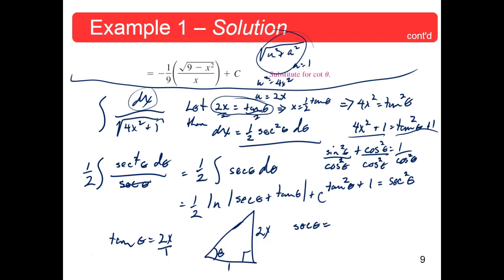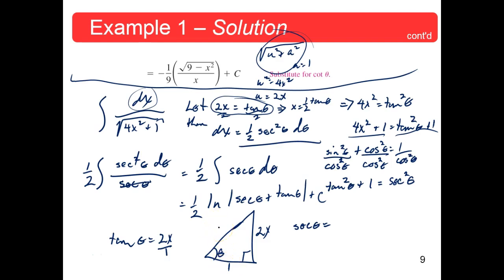Would it be the opposite of it? No. You mean the reciprocal of it? No, that would be cotangent. What is secant? Secant is 1 over cosine. And what is cosine? Adjacent over hypotenuse. So secant would then be hypotenuse over adjacent.